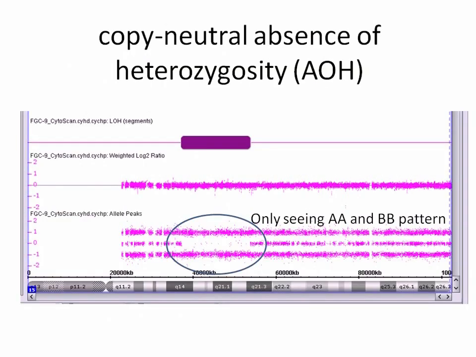What about copy neutral absence of heterozygosity? I'm trying to use the phrase absence of heterozygosity because it's not implying any kind of mechanism. It's just that there's a region and there's no heterozygosity there. So this is a region where we see only AA and BB patterns. There is nothing here in the A minus B indicating heterozygosity.